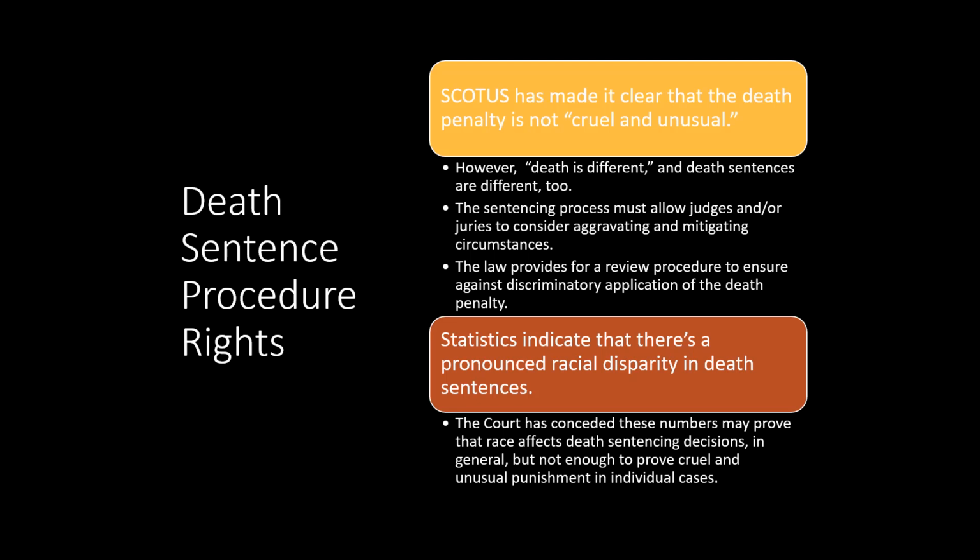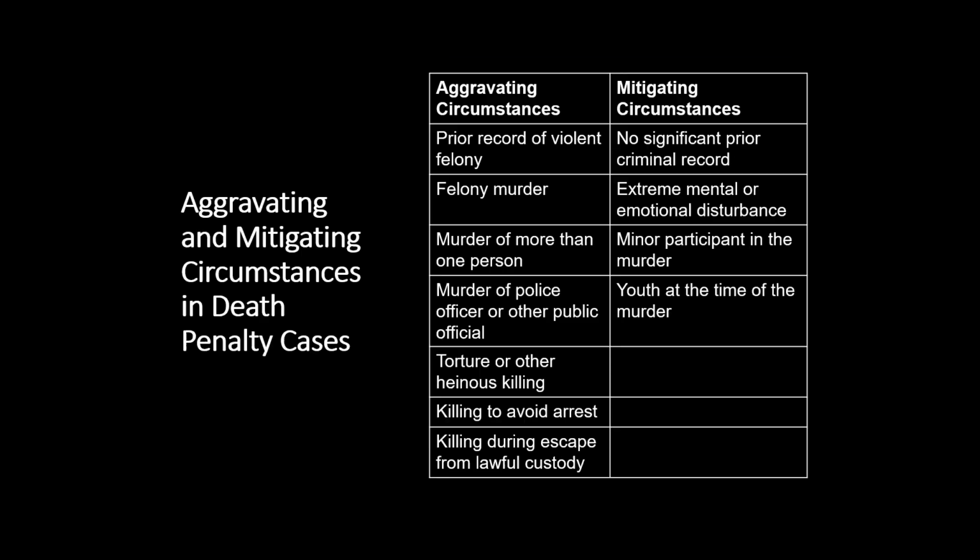And that's a significant issue. Statistics indicate that this seems to be pretty unfair. Now, the court has conceded that these numbers may prove that race affects the death penalty in general, but you can't prove it specifically, which is kind of a weird argument. I think it's disingenuous, but nonetheless, the court embraces it. So let's look at some aggravating and mitigating circumstances in death penalty cases. So what are some things that would likely to get death penalty?